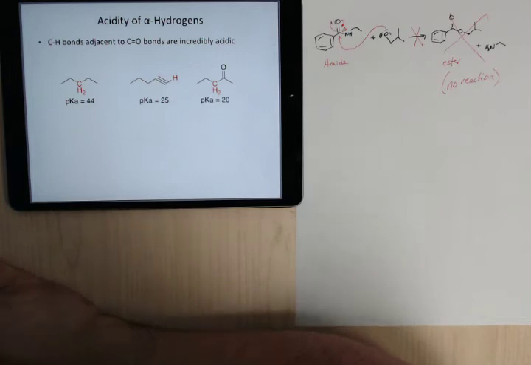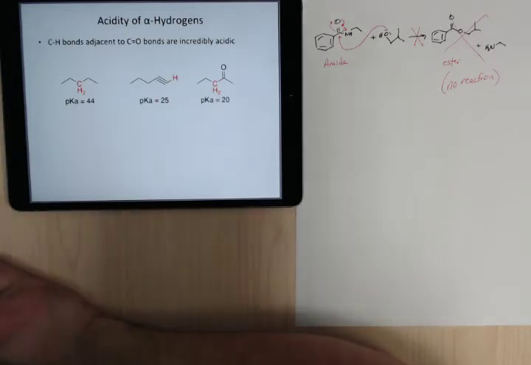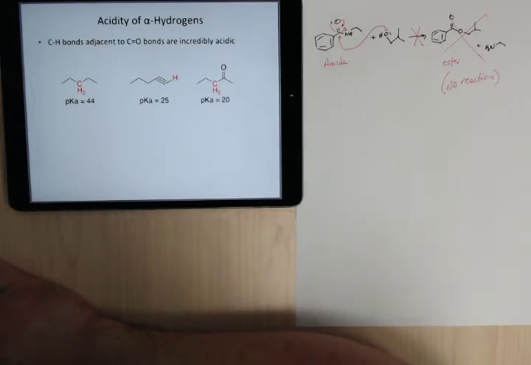Now this we're talking about is going into chapter 18, and we're going to be talking about acidity, but instead of OH bonds, we're talking about CH bonds. And it turns out, just like the difference between alcohols and carboxylic acids, the presence of a C double bond O adjacent to whatever your hydrogen is going to make a big difference on the acidity.